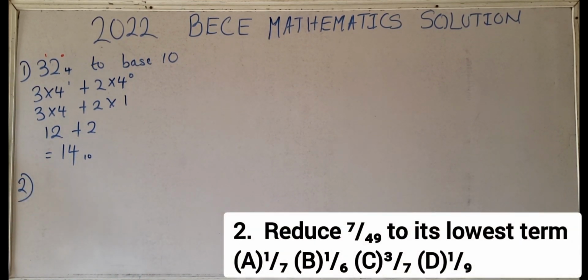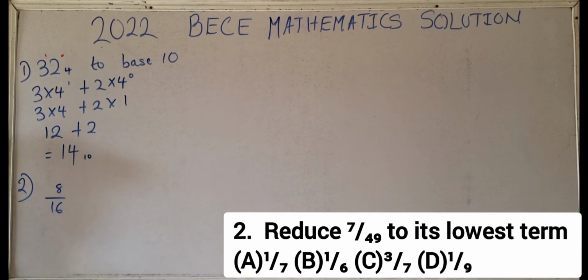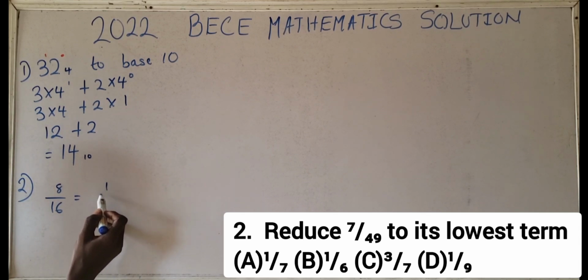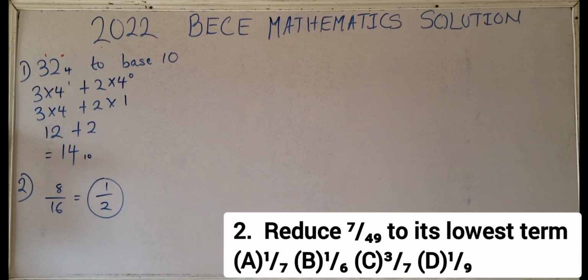We are asked to reduce 7 over 49 to its lowest term. What do we mean by lowest term? Lowest term simply means a term whereby the fraction is not reducible again. For instance, let's say I want to reduce 8 over 16 to the lowest term. 8 over 16 to the lowest term is 1 over 2, because it is at this state that the fraction is not reducible again.